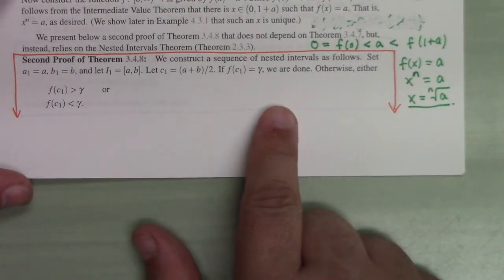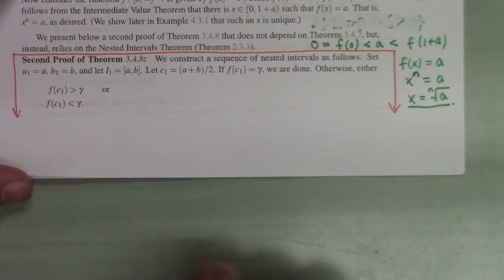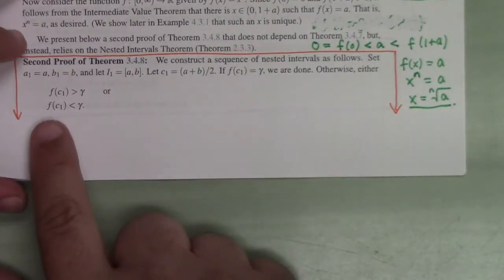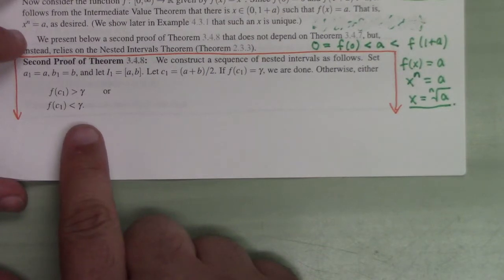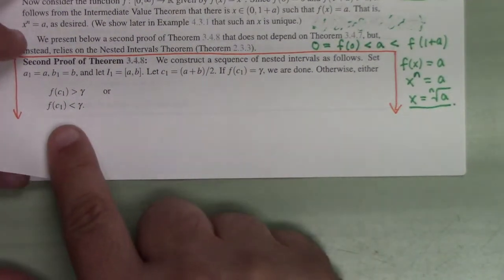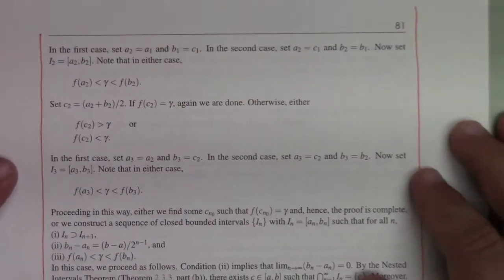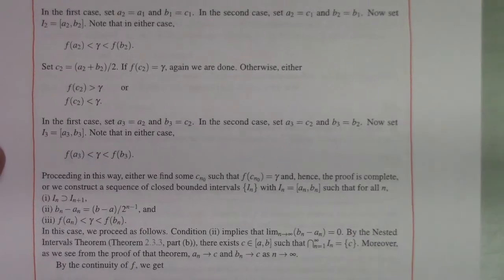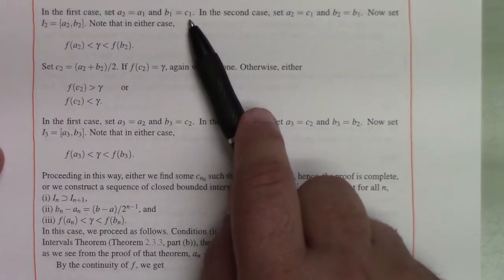He basically describes how to take the interval a to b and then to bisect it and either choose the left or the right interval, depending on comparing the value of the midpoint and what happens relative to the intermediate value. So, let's see here. It says in the first case we set a2 equal to a1 and b1 equal to c1.